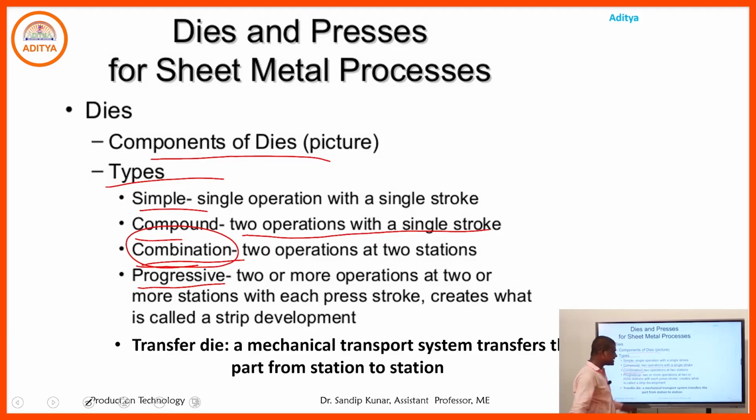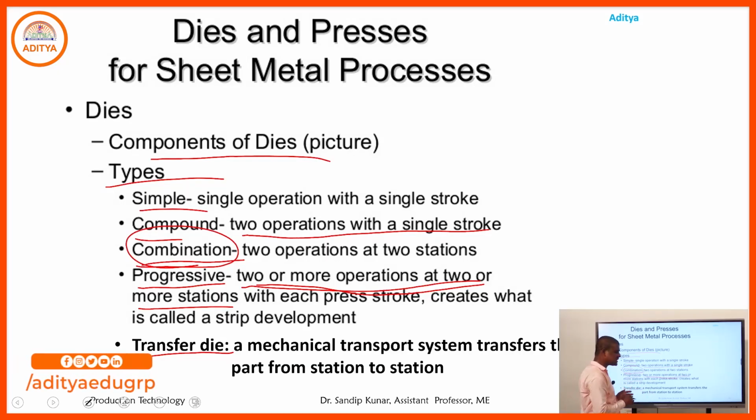Progressive die: two or more operations at two or more stations with each press stroke creates what is called strip development. In case of transfer die, a mechanical transport system transfers the part from station to station, means at one station the operation has been done, then it will be transferred to other stations. Two or more operations are done at more than two stations also.